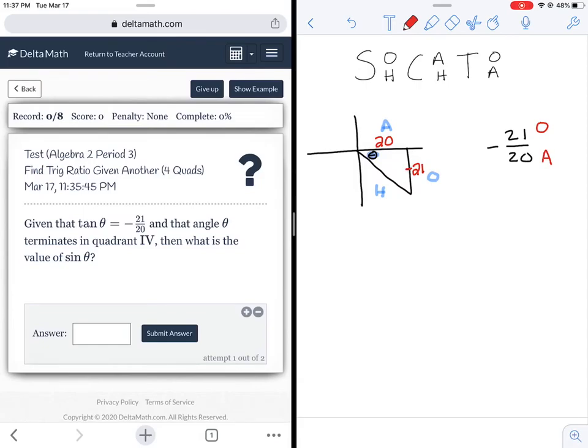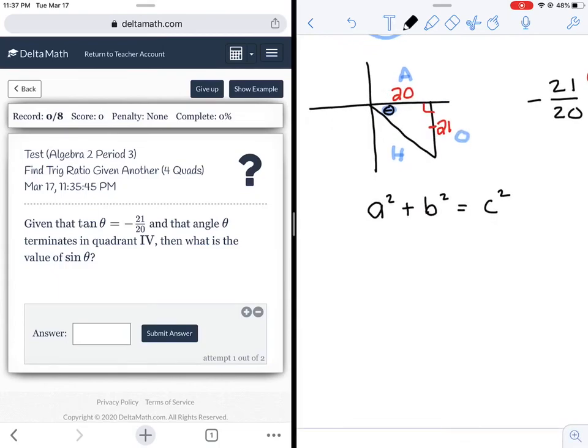This question is asking me for sine. So sine is opposite, which I do know, over hypotenuse, and I don't know my hypotenuse, so I need to find it. If we have a right triangle, which this is, in order to find that third side, I'm going to use the Pythagorean theorem: a squared plus b squared equals c squared. The one thing that matters where it goes is my c. So 20 and negative 21 does not matter where it goes. So 20 squared plus negative 21 squared equals c squared.